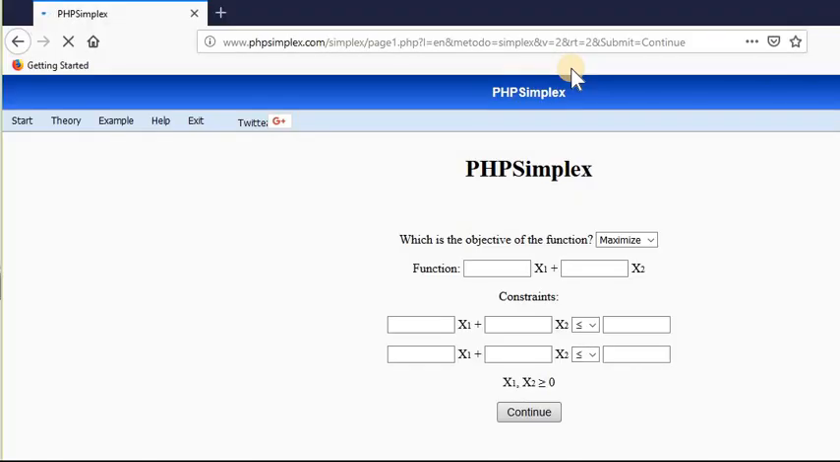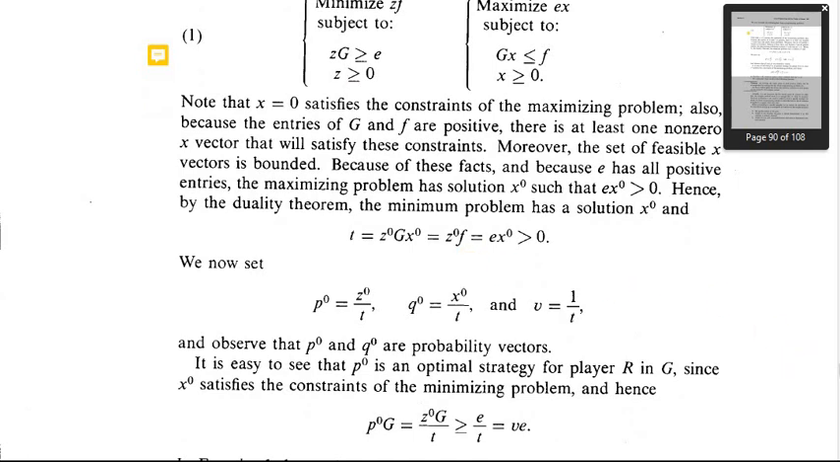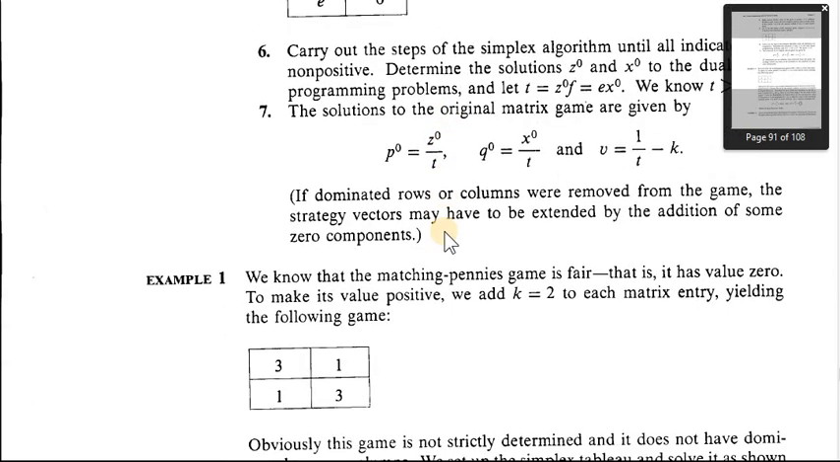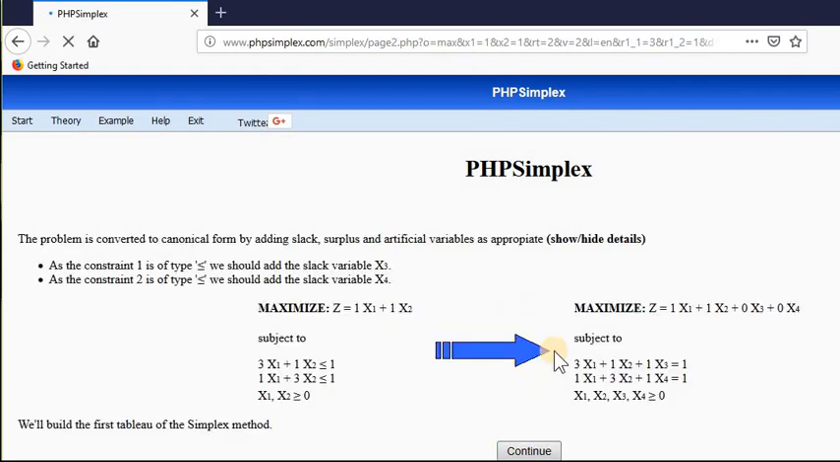Well, let's go back and see if we can do this. We want to maximize 1 times x1 plus 1 times x2. And my coefficients were from the matrix here, which was 3, 1, 1, 3. So my first constraint is 3x1 plus 1x2 less than or equal to 1. The second one corresponds to the second row of the matrix, 1x1 plus 3x2 less than or equal to 1 also. So you can continue.